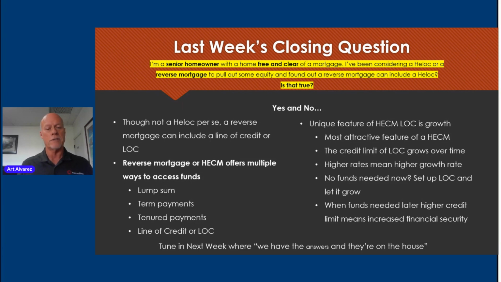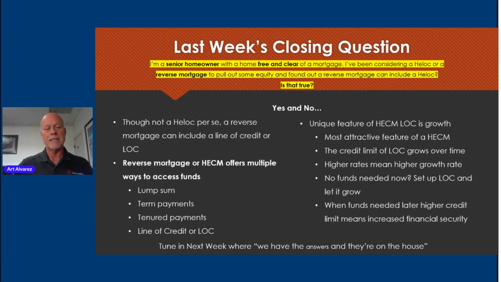Now, the other choices, though, are term payments. You can choose to get a lump sum and then ask for the rest to be set up where you get a monthly check for a specific term, let's say 10 years or 15 years. Another option is tenure payments, where you can get a lump sum at closing and then ask that the remaining portion of the reverse mortgage be paid out to you monthly for your lifetime. And of course, the monthly amount is going to be calculated based on your life expectancy.